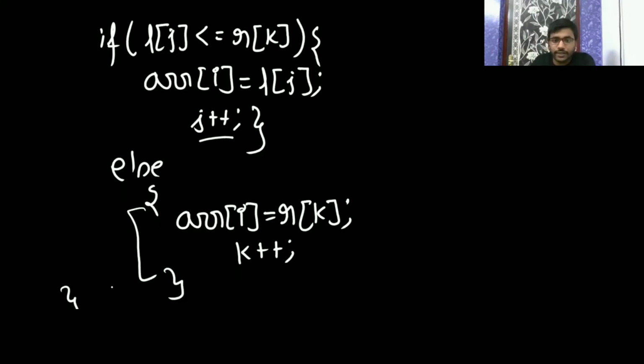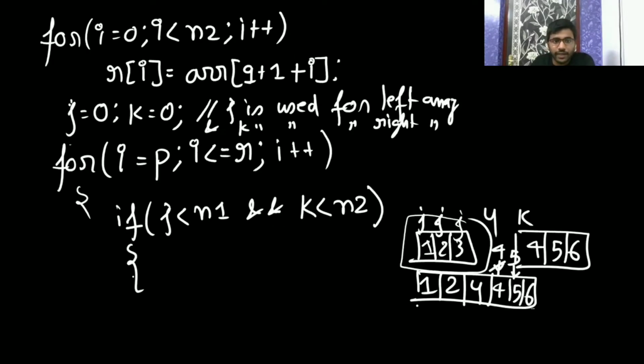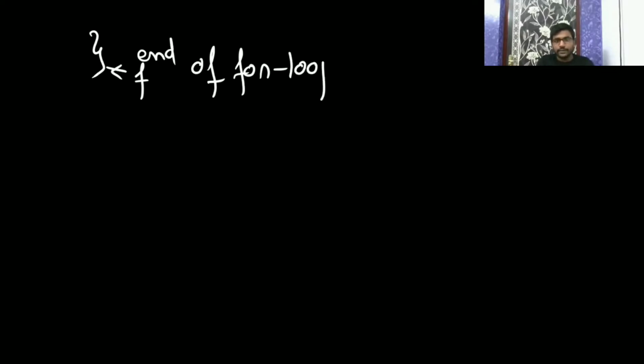So else part done. If part is done. Now for loop I need to close. So for loop I need to write one parenthesis, and then for the function I need to write one parenthesis. So else we have done. Then this is end of for loop. Then end of function. For end of function we will require another.